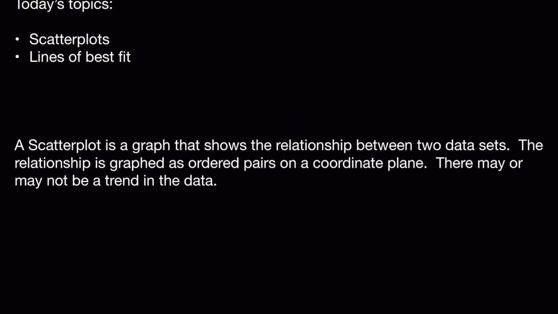So a scatterplot's a graph, and this graph shows the relationship between two data sets, like the age of people and the number of pets they own, or like how much food you eat and how far you run, whatever. So this is graphed as ordered pairs in a coordinate plane, and there may or may not be a trend in the data. So scatter plots look something like this.